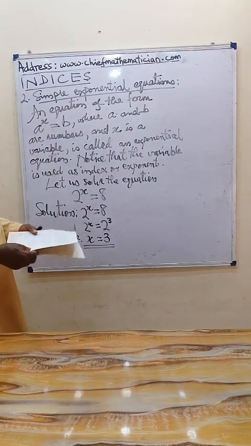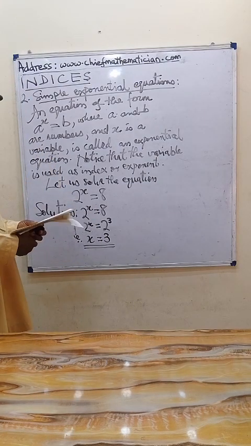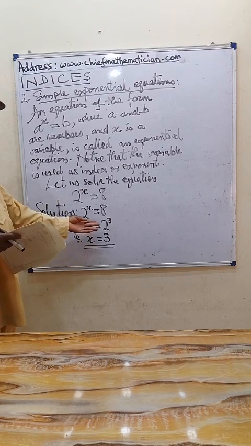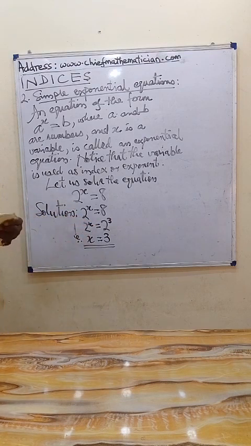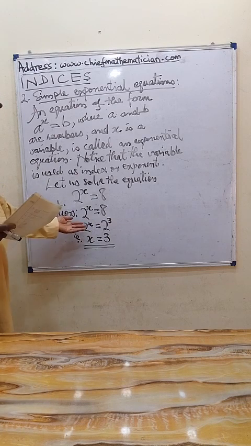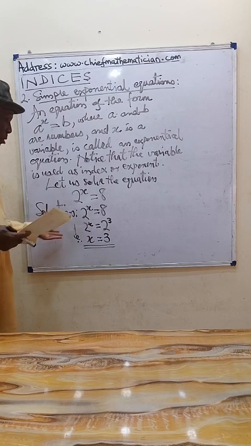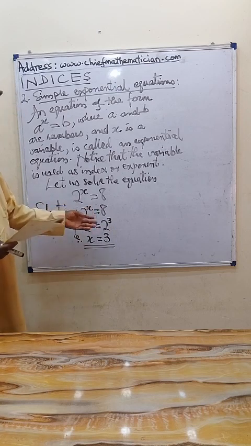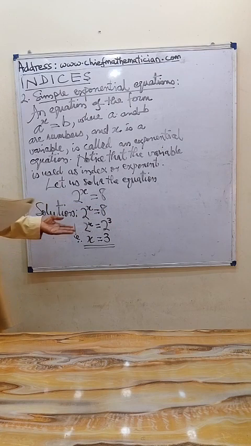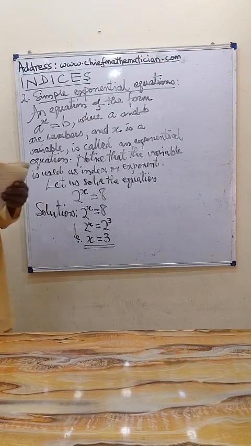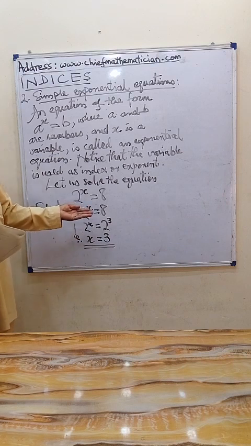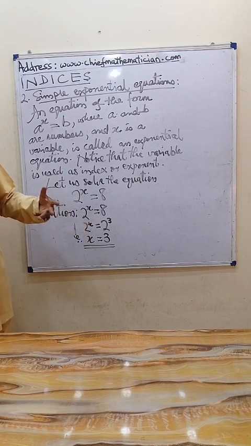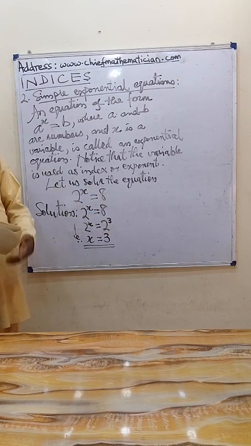So, what we are saying here is that when you get to this stage, you see the argument we made there. Now that both sides of the equation 2 to the power x is equal to 2 to the power 3 are on the same base 2, we proceed to equate the indices. That can only happen when x is equal to 3.